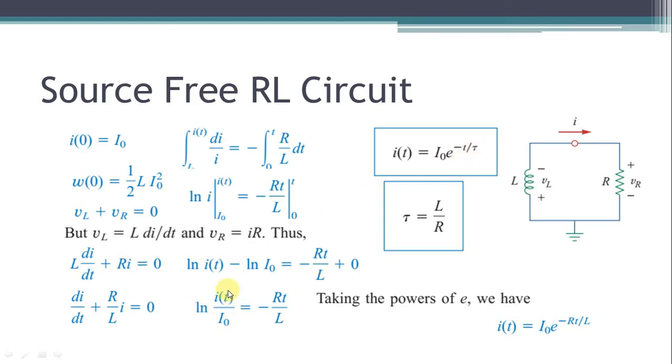So for eliminating the log term from this equation and keeping i(t) alone at one side gives us this equation, which can be used to find the current response of the RL circuit, while the time constant of the RL circuit is equal to L by R.